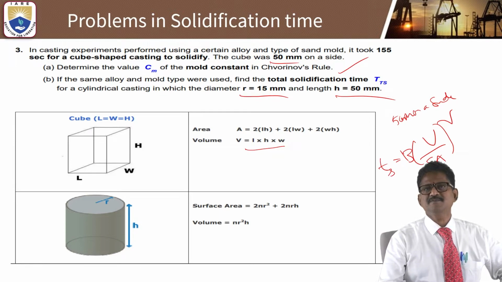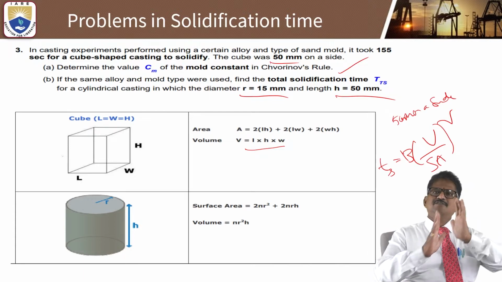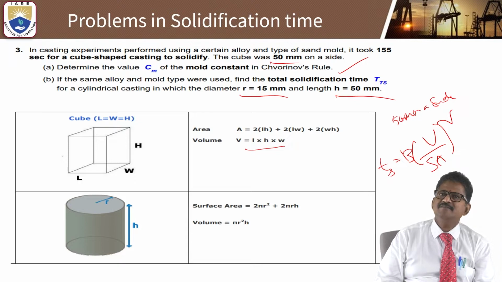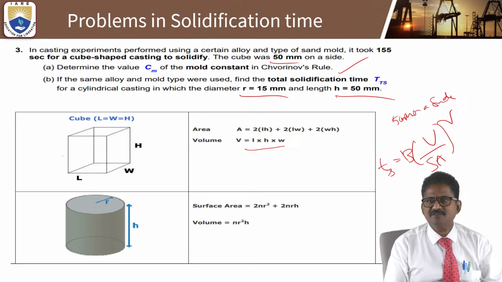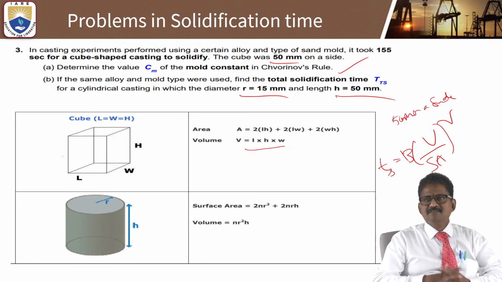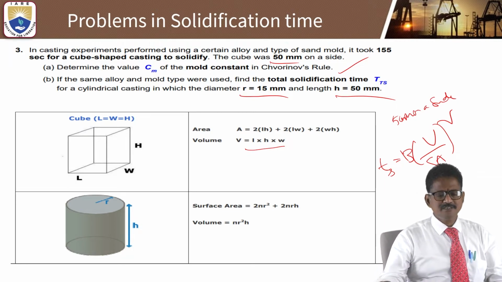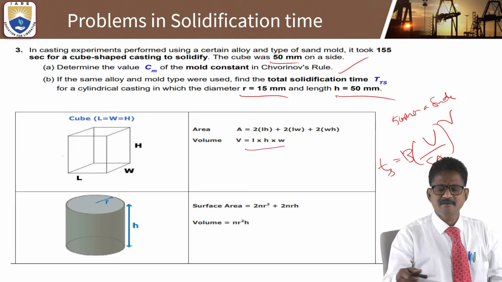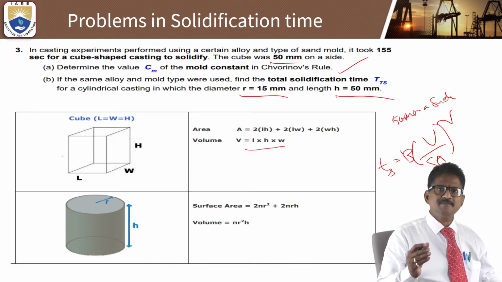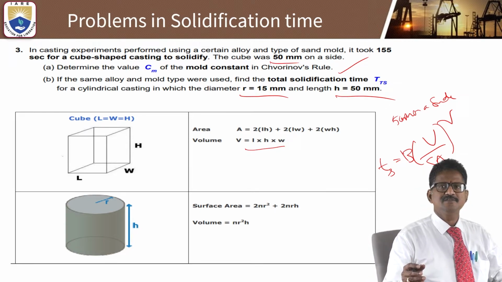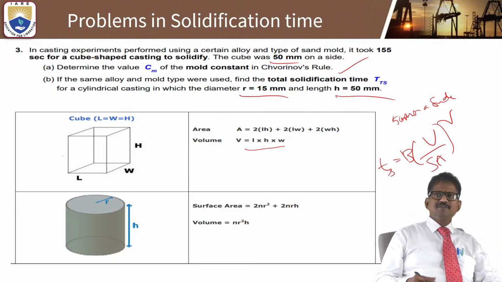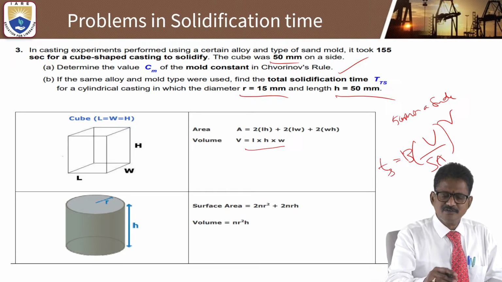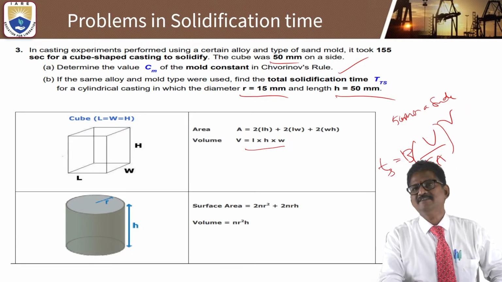In these casting experiments performed using a certain alloy and type of mold, it took 155 seconds for the cube-shaped casting to solidify. The cube was 15 mm on a side. How do we determine the mold constant by using Chvorinov's rule? If the same alloy and mold type were used, what is the total solidification time for a cylindrical casting in which the diameter is equal to 15 mm and length is equal to 50 mm?